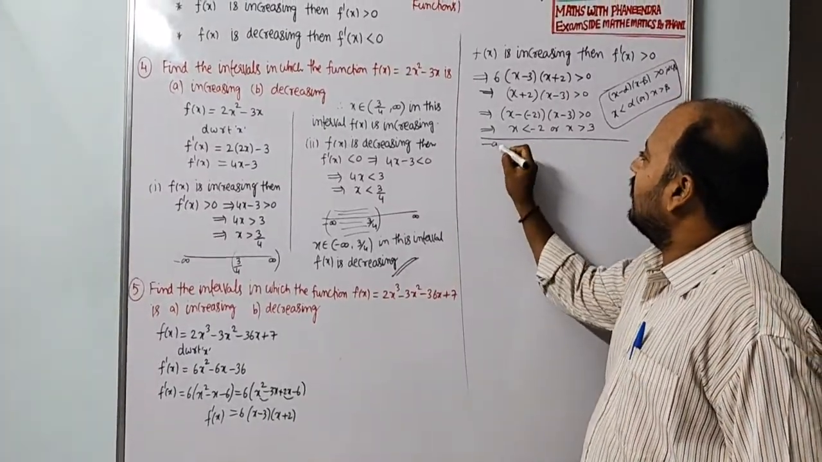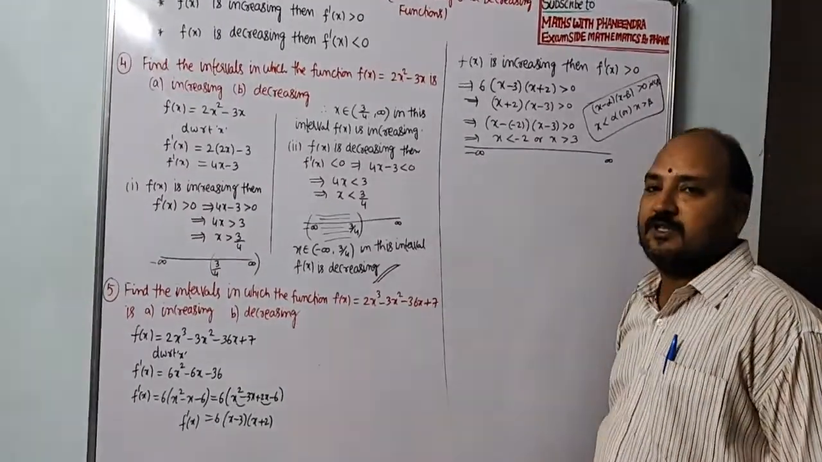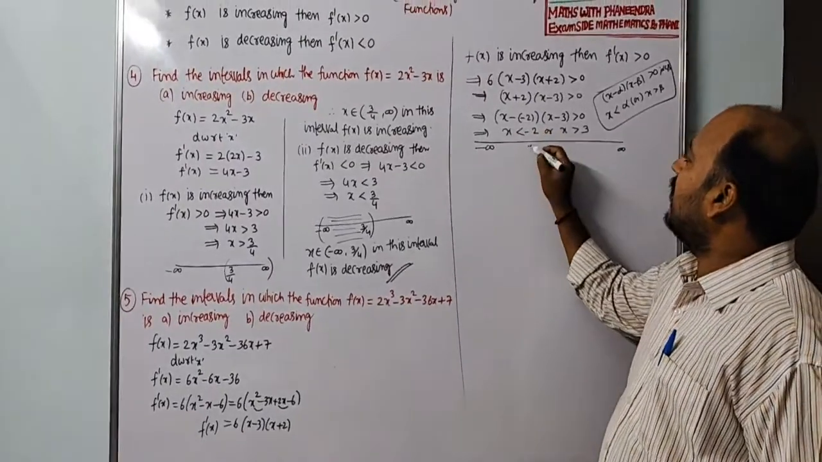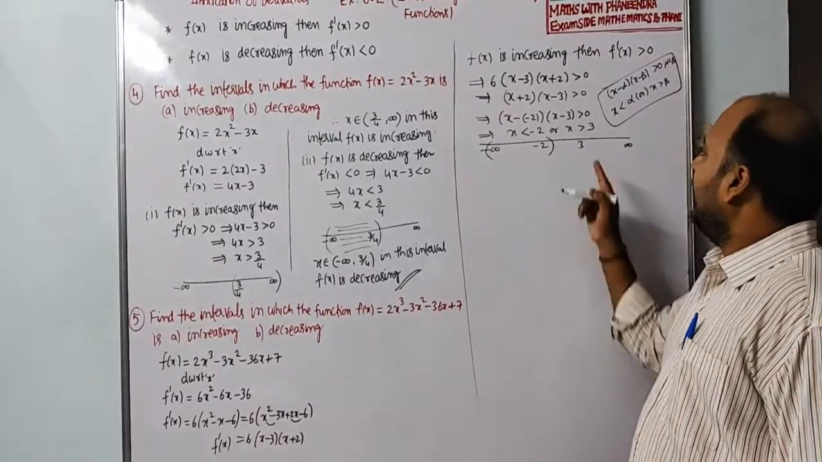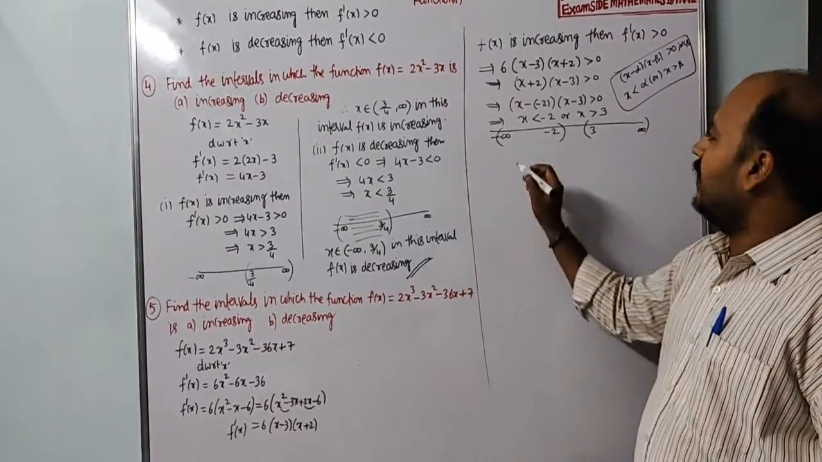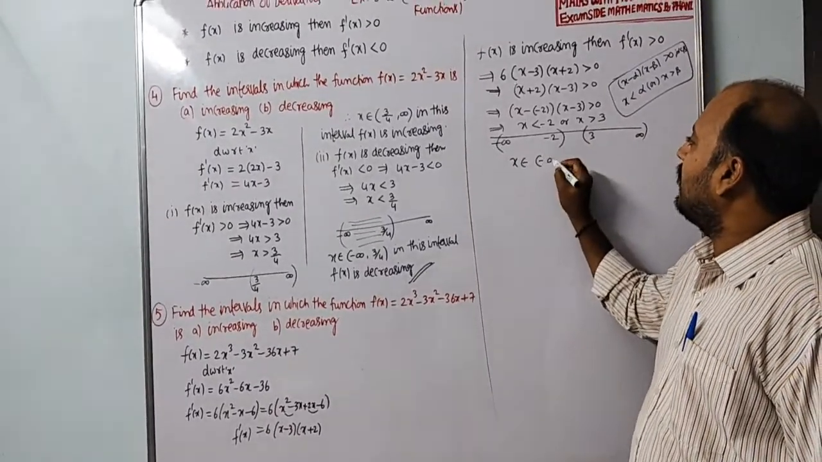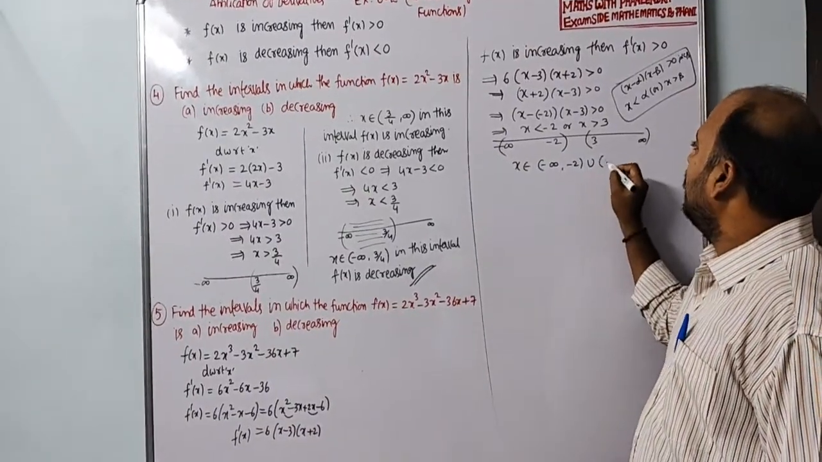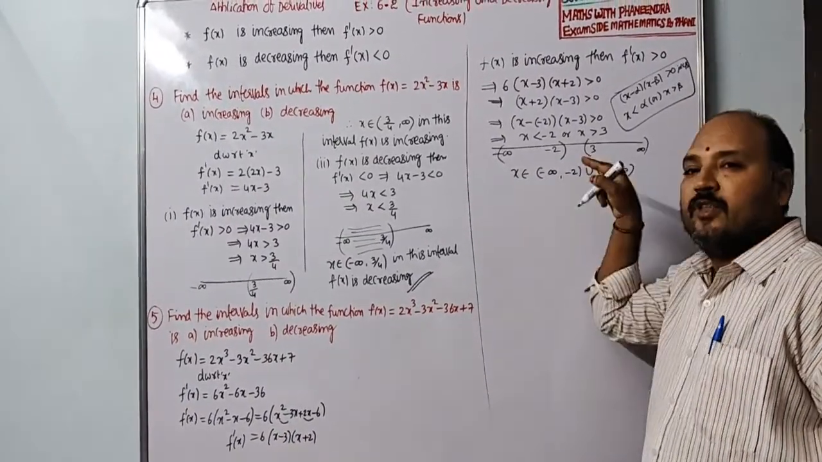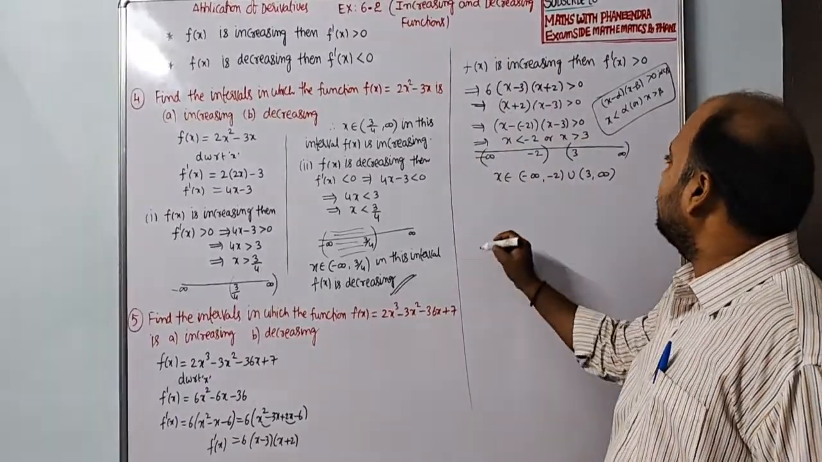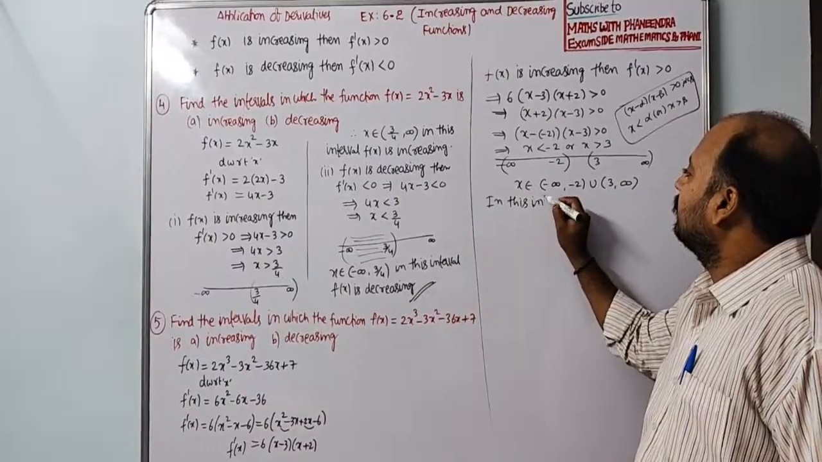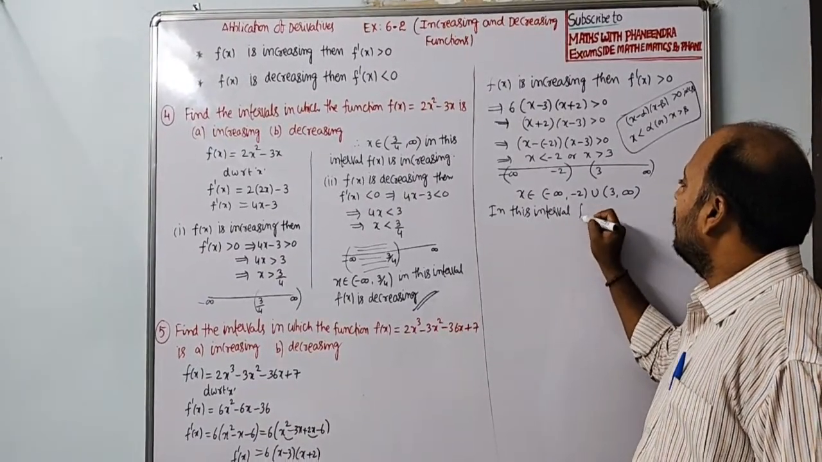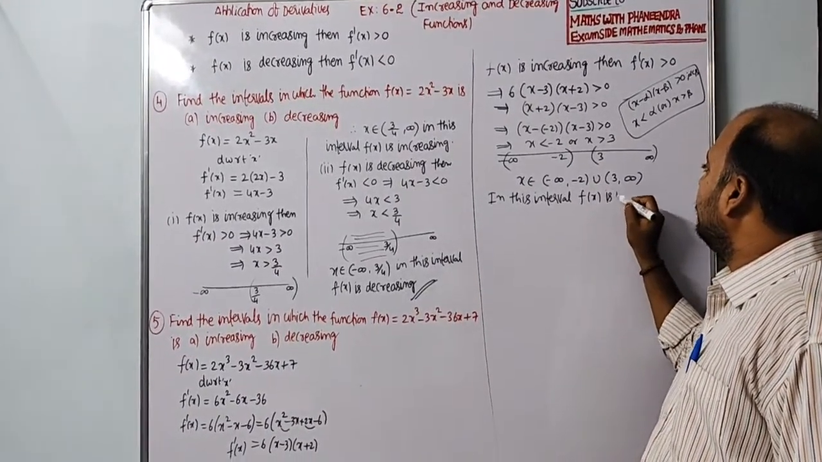So this is the real number line, minus infinity to plus infinity. x is less than minus 2, x is greater than 3. Therefore x belongs to open minus infinity to minus 2, union 3 to infinity. In this interval the function f of x is increasing.